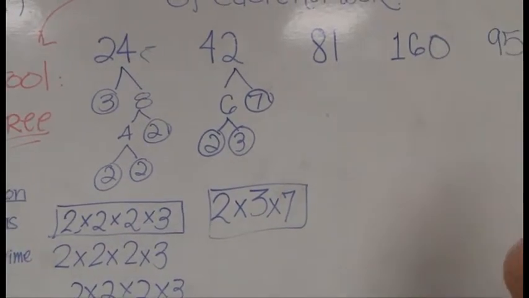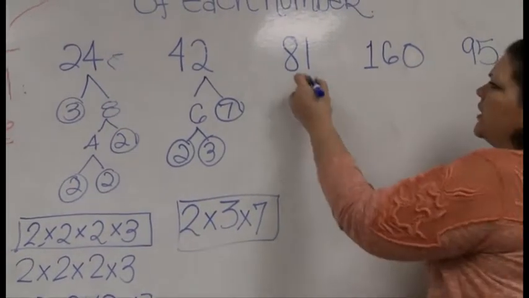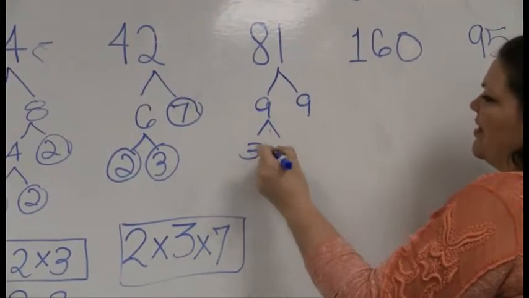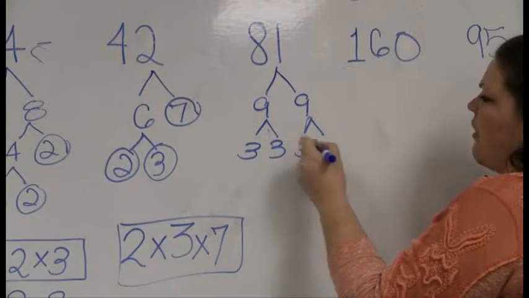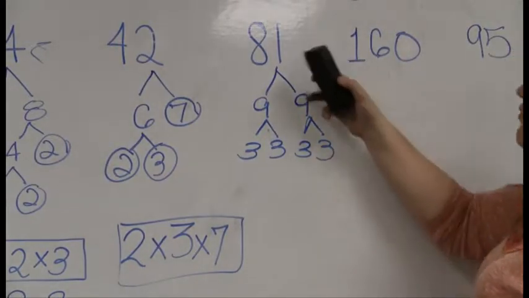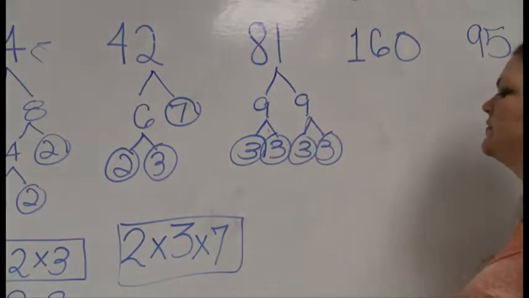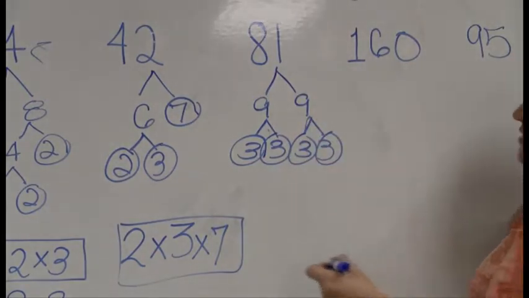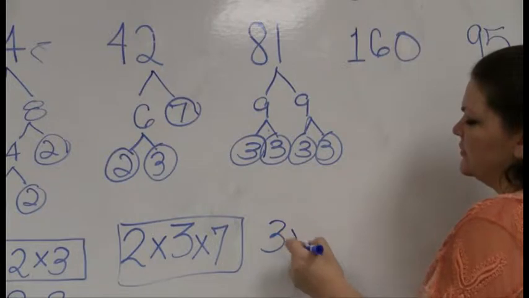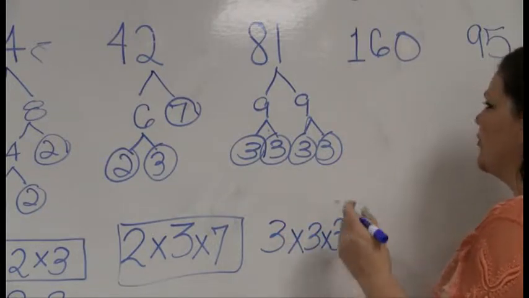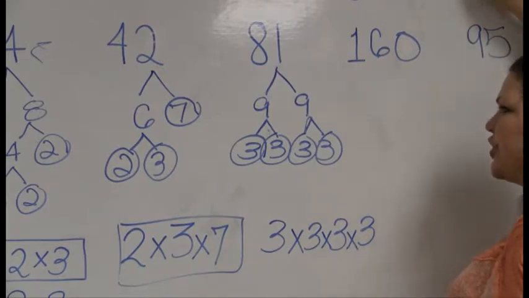Let's look at 81. I know a fact about 81. It's 9 times 9. But 9 isn't a prime. It's made of 3's. And look what I see. I see that 81 is made of 4 3's. Now, the way we're going to write this in Quizlet is 3 times 3 times 3 times 3 when we do a prime factorization.